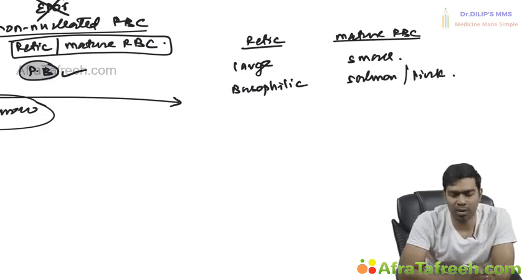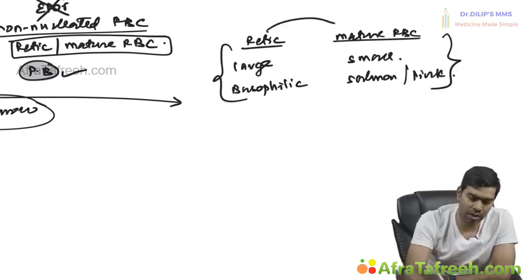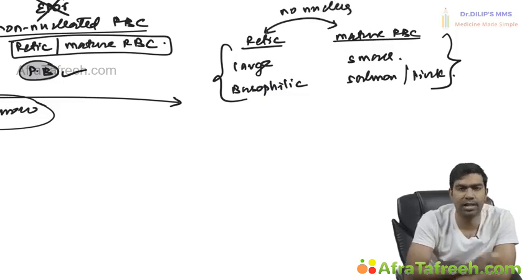So why is this important? Because this is how we differentiate reticulocyte from the mature RBC in the peripheral blood. Because both do not contain a nucleus. Both do not contain a nucleus. That's a very important hallmark of these cells. That is how we differentiate.